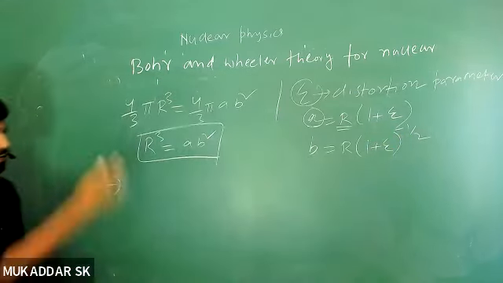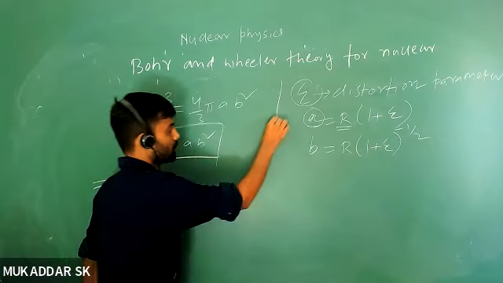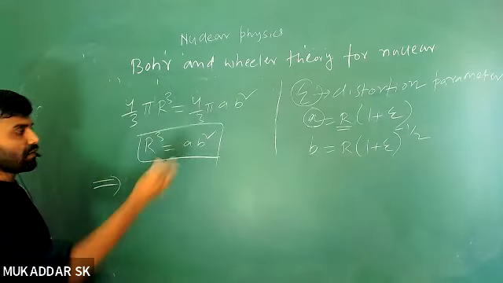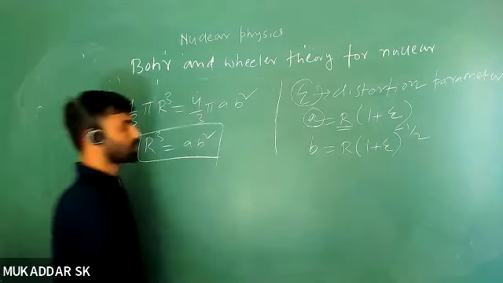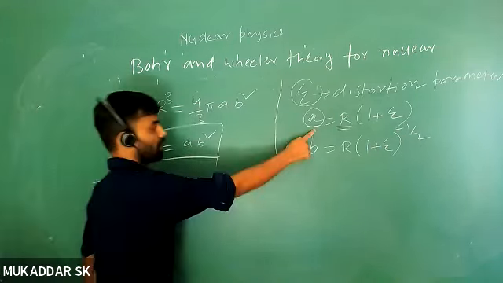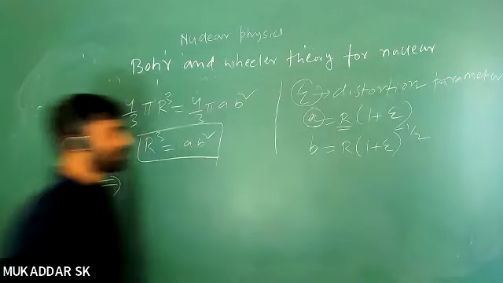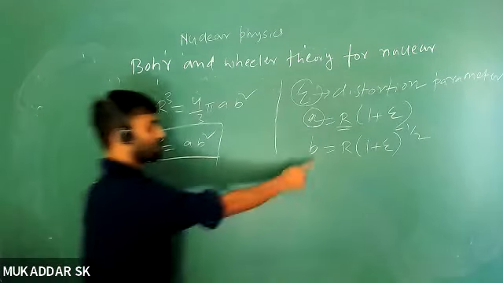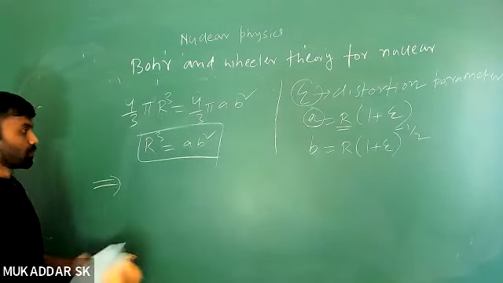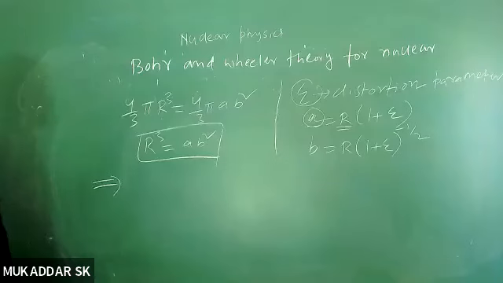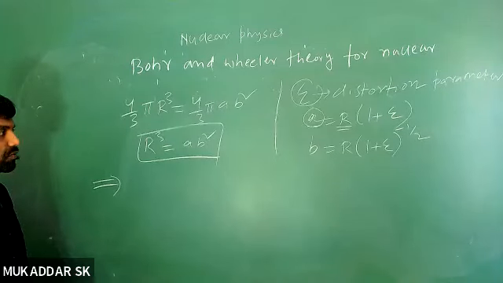Okay, so the definition is in terms of eccentricity? No, epsilon here is not the eccentricity that you study in central force. Here it is called the distortion parameter. So A, the semi major axis, can be represented in terms of distortion parameter, and B also can be represented in terms of distortion parameter. Epsilon is here not eccentricity, it is the distortion parameter.